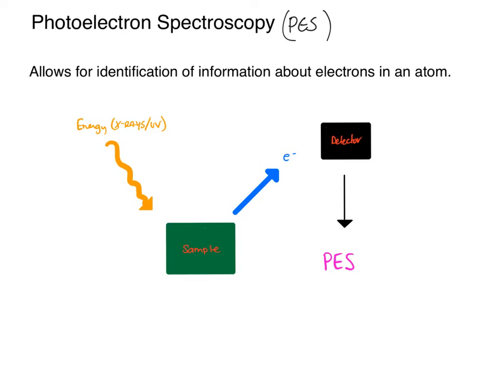In photoelectron spectroscopy, we bombard a sample with energy, sometimes in the form of X-rays and in some cases UV. That energy excites the electrons inside the sample. The electrons become ionized, leave the sample and enter a detector. In that detector, the number of electrons released is counted, and the relative energies of those electrons are measured. That leads us to our photoelectron spectrum.